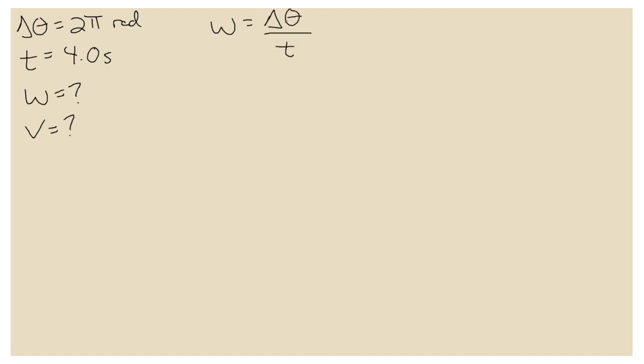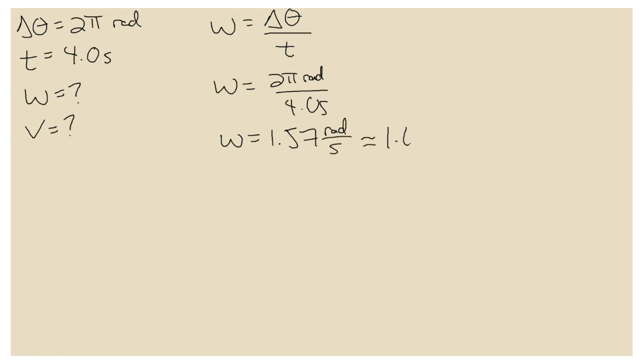There is no information here given to suggest that the thing is accelerating. And so omega equals delta theta over t. And so we have 2 pi radians over 4.0 seconds. And that gives us an angular velocity of 1.57-ish radians per second. And so to 2 sig figs, because the 4.0 is given to 2 sig figs, we'll call that 1.6 radians per second.